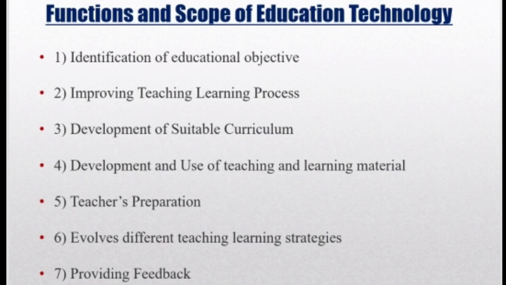What are the functions and scope of educational technology? First, identification of educational objective. Second, improving teaching learning process. Third, development of suitable curriculum. Fourth, development and use of teaching and learning material. Fifth, teachers preparation. Sixth, evolves different teaching learning strategies. And last point is providing feedback.